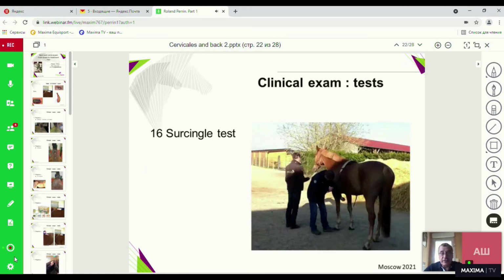When you do this test, you have to be very careful because sometimes the reaction of the horse is very big. So you have to say to the guy who is at the head of the horse to be careful, always to be careful.